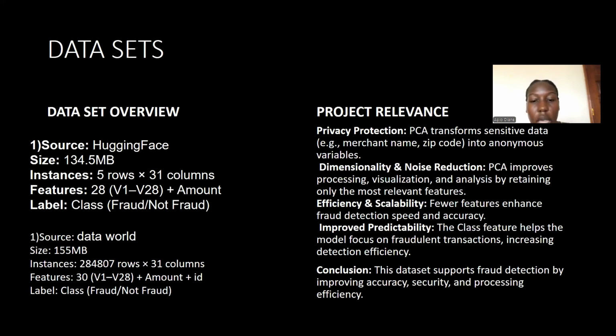When we look at our datasets, we have one from Hugging Face and the second one from Data World. In both these datasets, principal component analysis has been applied, and sensitive information has been transformed into anonymous variables. This has helped in noise reduction and dimensionality reduction, and has enhanced efficiency. Dimensionality reduction is the process of reducing the number of features or dimensions in a dataset while preserving the most important information.